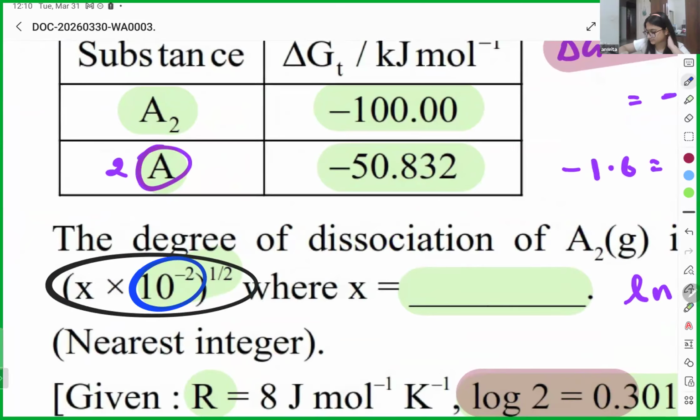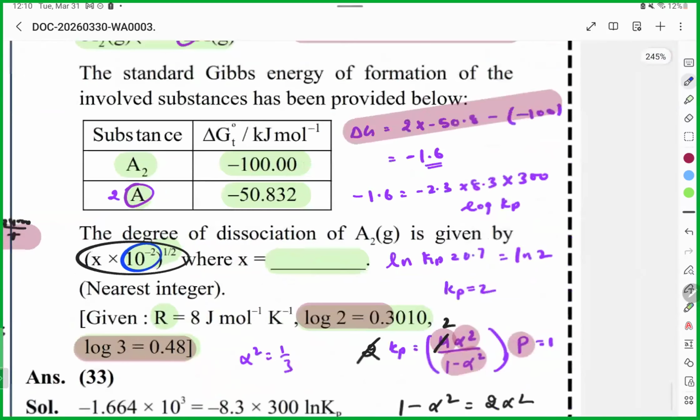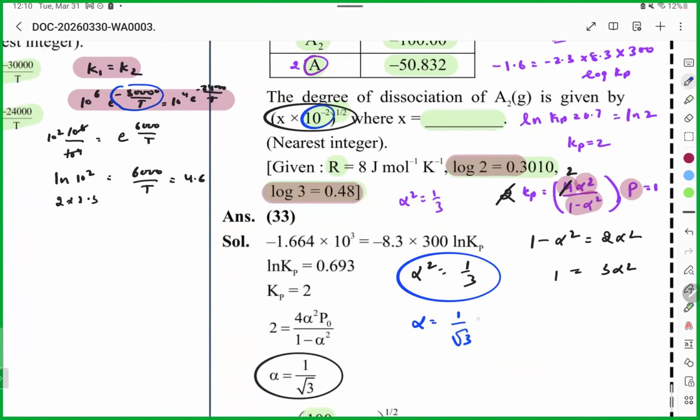Correct? So if you want to get minus 2, what you can do? If you multiply with 100 and divide with 100, same thing. अच्छा 100. हाँ ठीक है. Correct? हाँ.